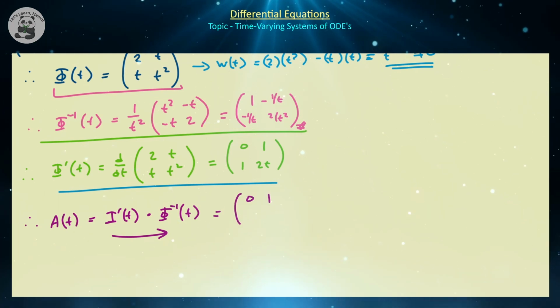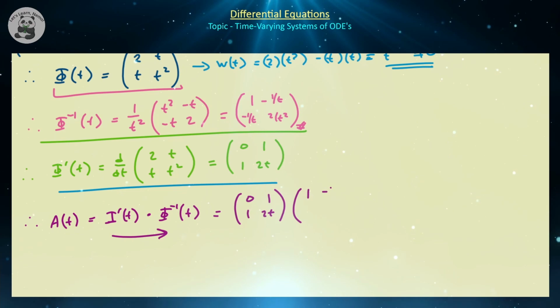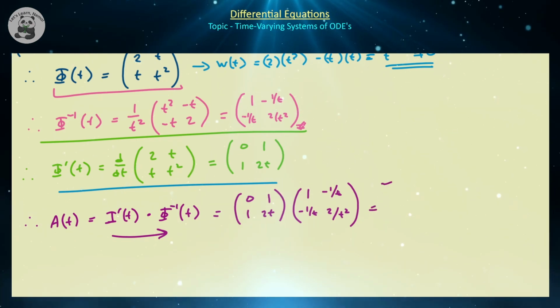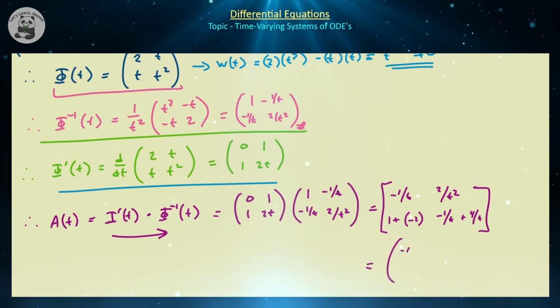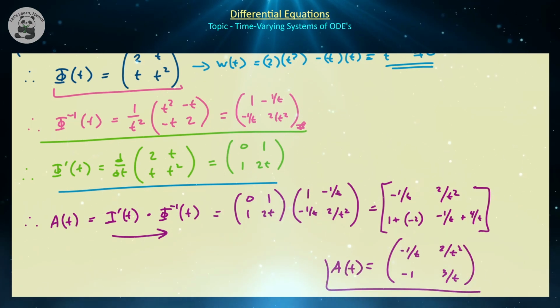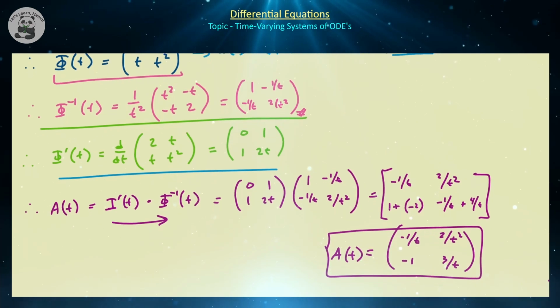So you're going to have the matrix [0, 1; 1, 2t] multiplied by [1 − 1/t, −1/t; 0, 2/t²]. Once we multiply these out, we're going to have the matrix with −1/t, because that 0 just kills off that 1. Then we're going to have 2/t² there. Then we're going to have 1 plus −2, and then −1/t plus 4/t, which of course simplifies to −1/t, −1, 2/t², and 3/t. So that is our time-varying coefficient matrix, I guess you could say, A.